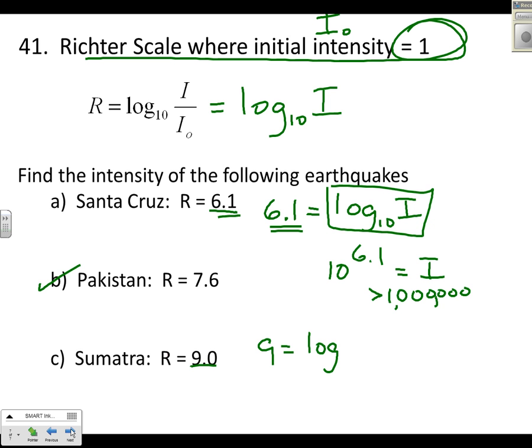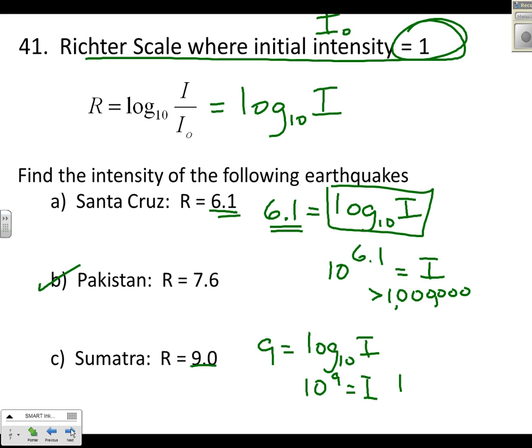Can't be too much worse. Well, let's see. That's log. Try this again. Nervous. I hope this continues to record. Hopefully this works because I just got unplugged. Log base 10 of I, and I get 10 to the ninth equals I.